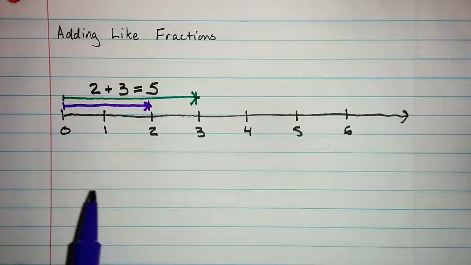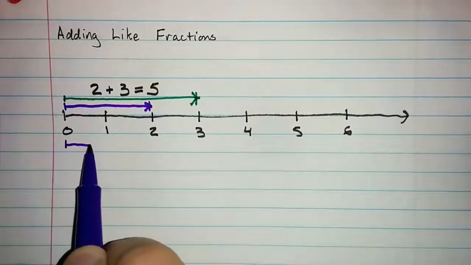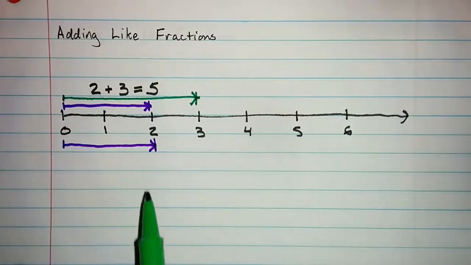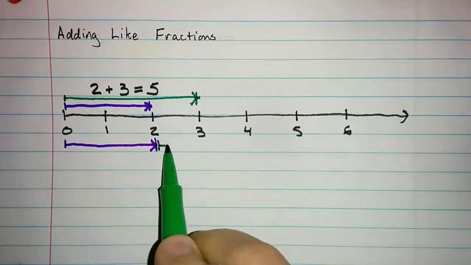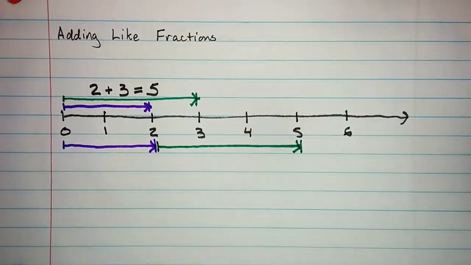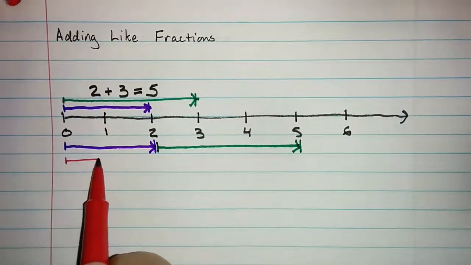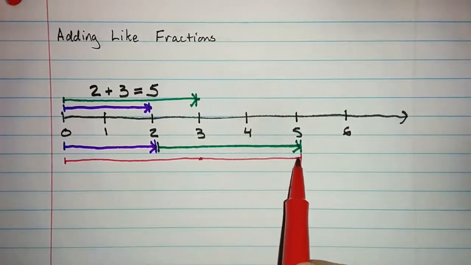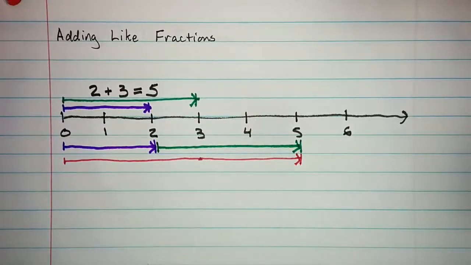And we represent the sum 2 plus 3 by drawing the line segment 2, and on the end of that line segment, adding on the line segment 3. And we see that those add up to the line segment starting at 0 and extending out to 5. 2 plus 3 equals 5. We understand addition of fractions in the same way.